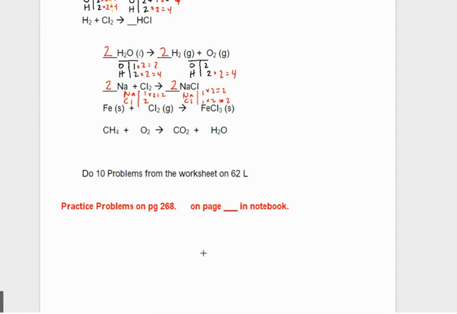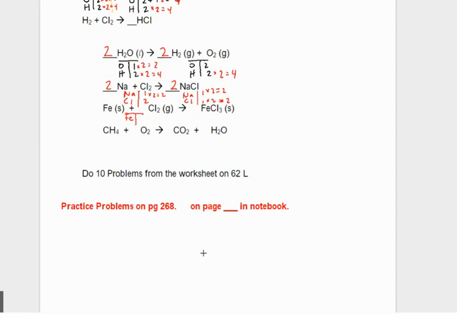Okay, for this one, this is tricky because this chlorine only comes in multiples of 2, while this chlorine only comes in multiples of 3. So for this one, we need a math term called the least common multiple. The least common multiple of 2 and 3 is going to be 6. So I need 6 chlorines on the left and 6 chlorines on the right. Let me show you what I mean.